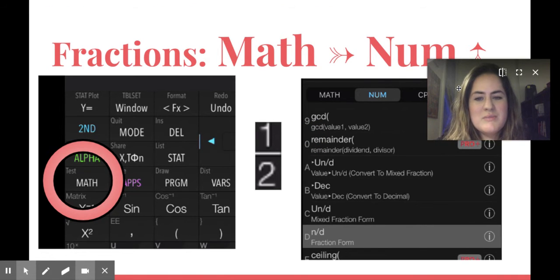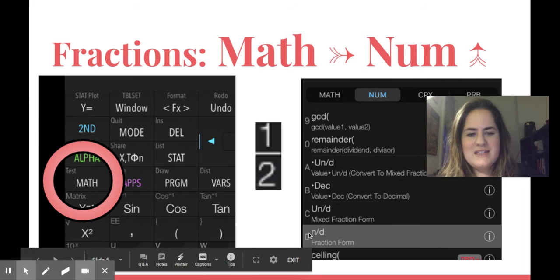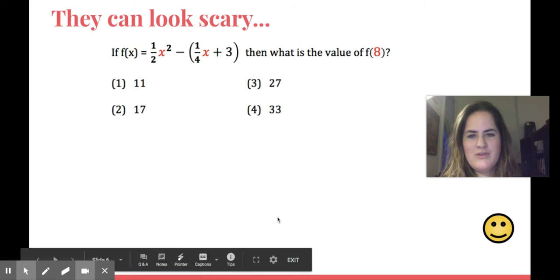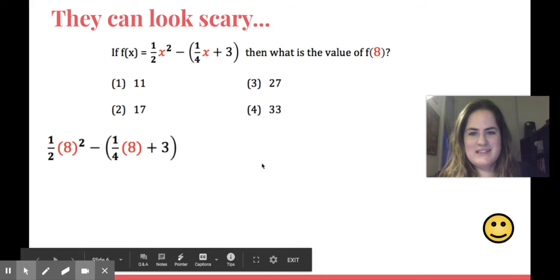Next example, we're going to be using fractions. It's still kind of like math, num, up. We hit the math button, we go to num, and it's n over d, which I have highlighted in gray, numerator over denominator, and that'll get you a fraction. So here's our example, a very crazy, complicated looking function, but the number they want you to plug in is 8.